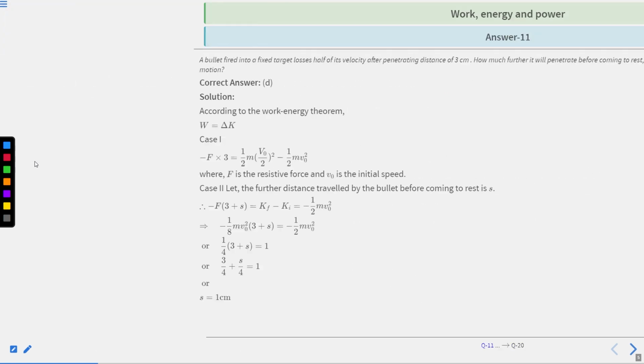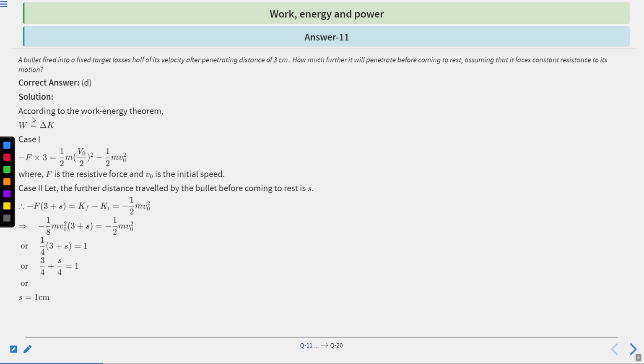Let's find the solution. According to the work energy theorem, W is equal to the change in kinetic energy. Clear? Case 1: minus F into 3 is equal to half m (v naught divided by 2) whole square minus half m v naught square. Clear? Solving this, you will get a relation where F is the resistive force and v naught is the initial speed.